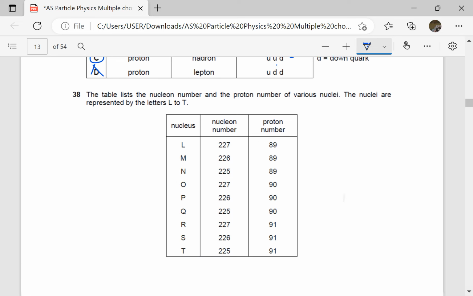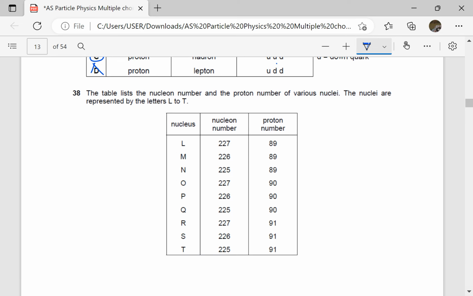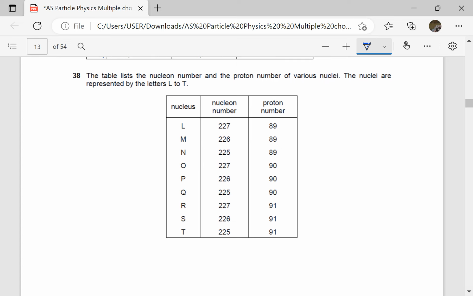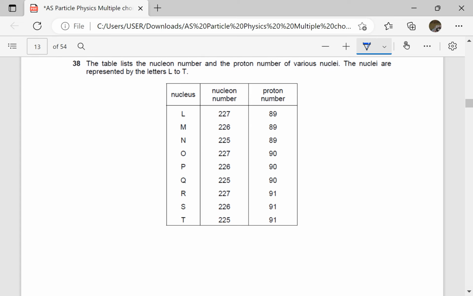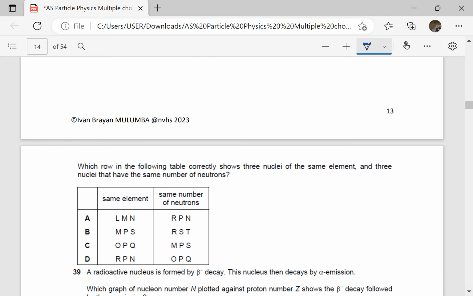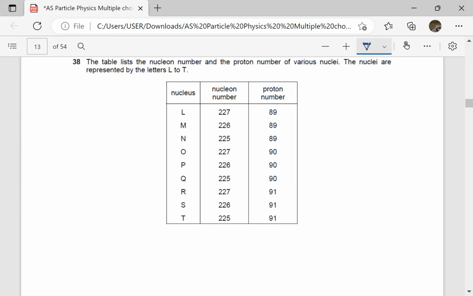The table lists the nucleon number and proton number of various nuclei. The nuclei are represented by the letters L to T. Which row in the following table correctly shows 3 nuclei of the same element? Same element means they should have the same proton number, and the 3 nuclei should have the same number of neutrons.